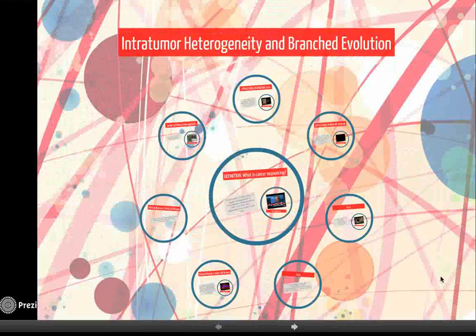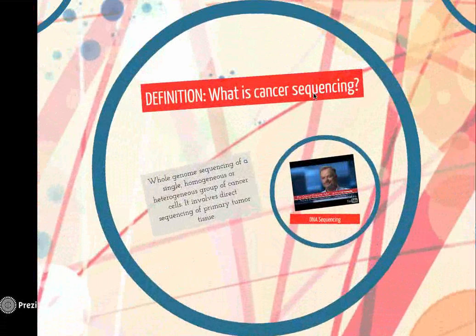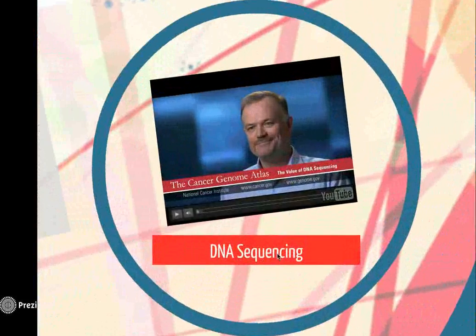My name is Sofia Correa, and the topic of the day is intratumor heterogeneity and branch evolution. First, we're gonna define what is cancer sequencing. The whole genome sequencing of a single homogeneous or heterogeneous group of cancer cells is cancer sequencing. It involves direct sequencing of a primary tumor tissue.